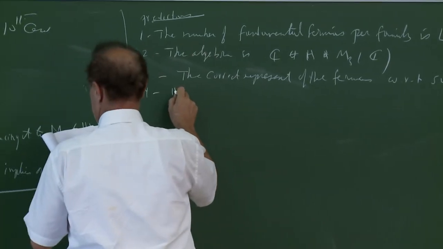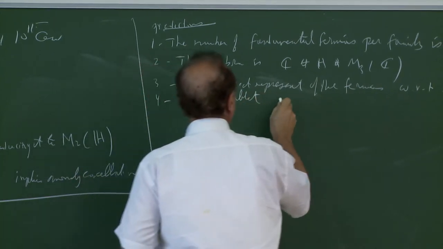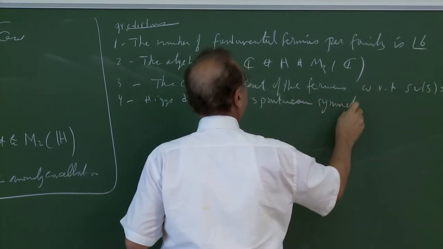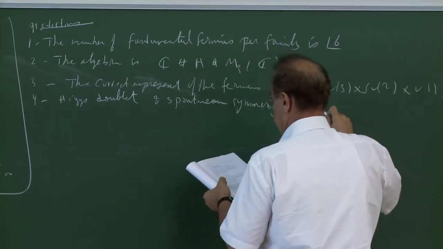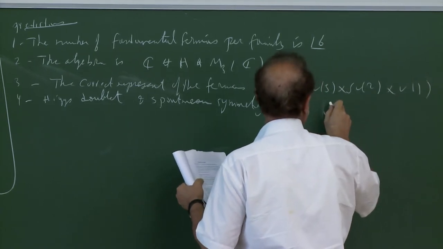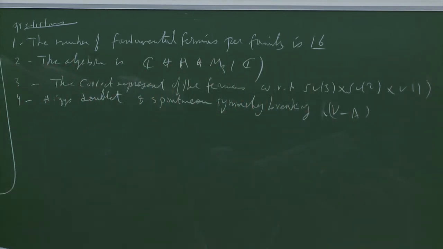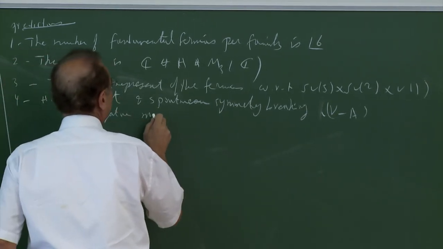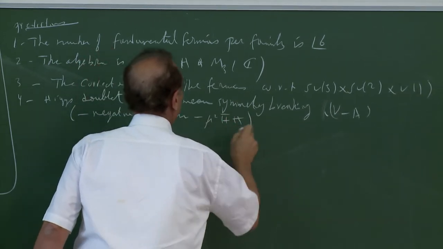The fourth is that we predict the existence of a Higgs doublet and the phenomenon of spontaneous symmetry breaking. And the V minus, that actually really comes as a consequence of having the correct hypercharges. It's a consequence actually, especially with a negative mass term for the Higgs, which is minus B squared H bar H. So it comes with that.